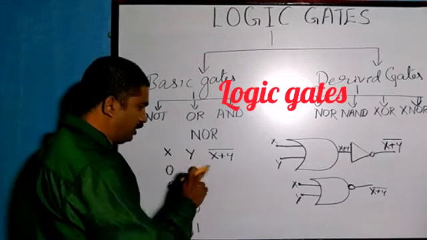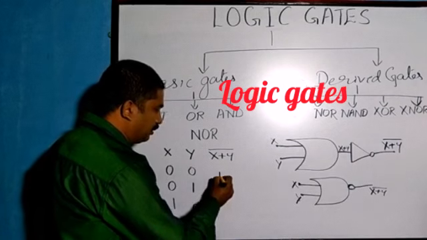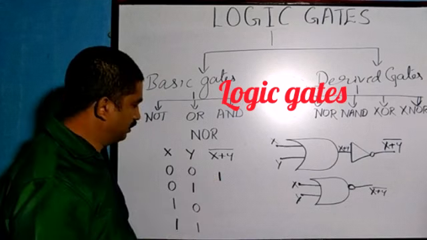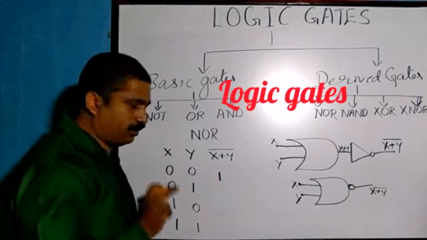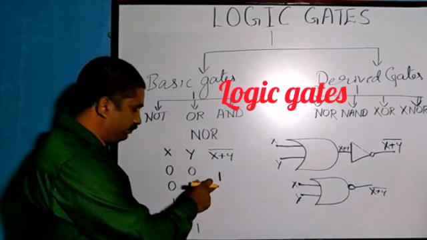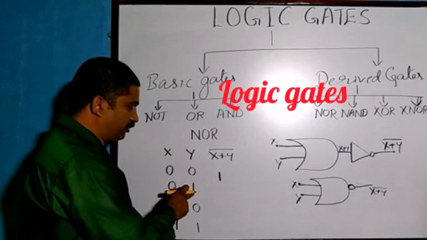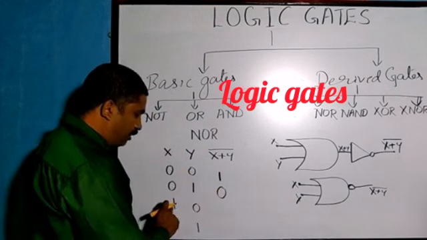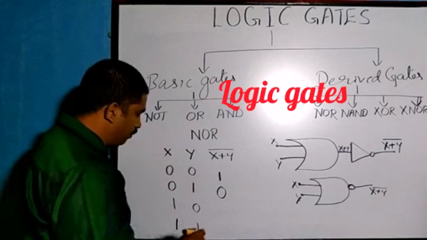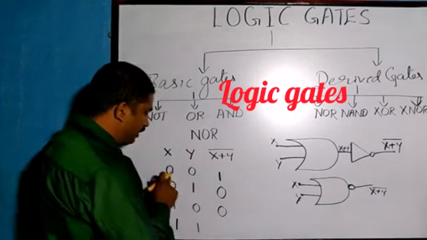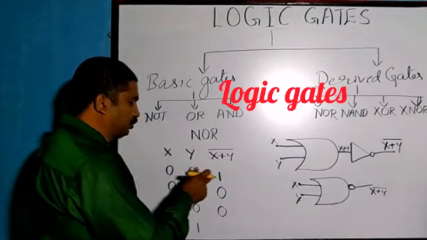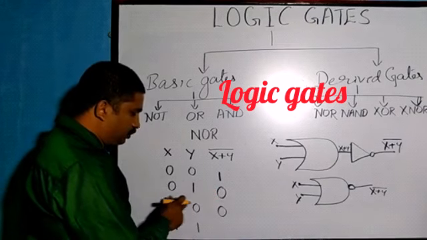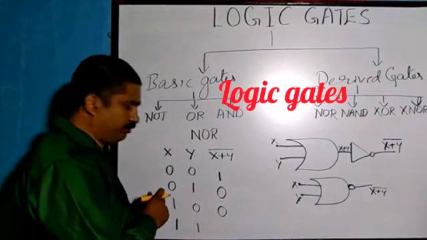0 plus 0, 0. Its complement is 1. That means when both are low signals, you will get a high signal. Similarly, 0 plus 1 is 1. Its complement is 0. 1 plus 0 is 1. Its complement is 0. See here, this is false, false. You will get true. False, true. The output is false. True, false. Output is false.